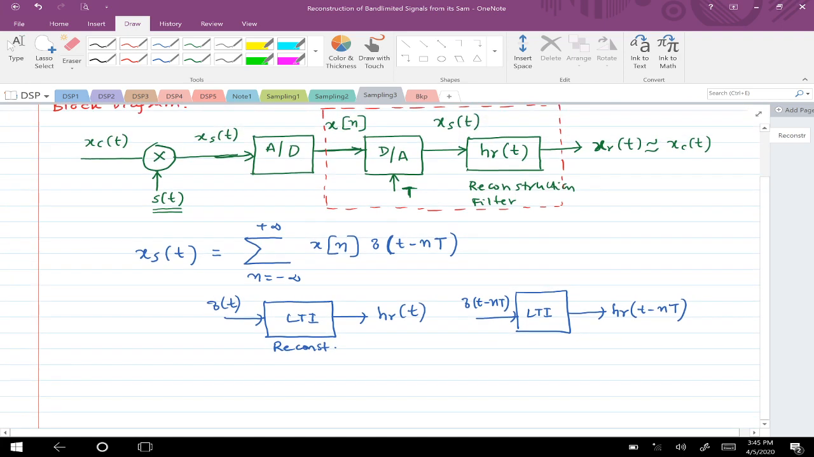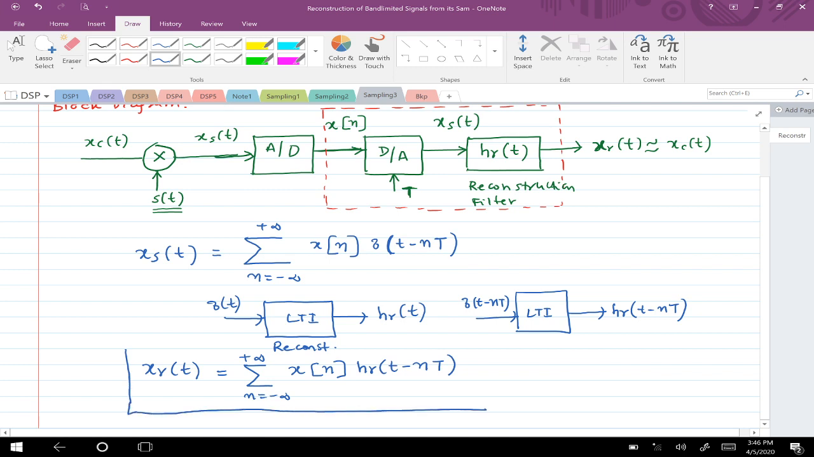Now keeping this in mind, take a look at the value of xs of t. It has a summation of shifted impulses, each one scaled by the value of x of n. So you are now in a position to say what the reconstructed signal xr of t would be. Obviously, for delta of t minus nT, you will have hr of t minus nT. So this is equivalent to the summation over n varying from minus infinity to plus infinity of x of n into hr of t minus nT. Another important relationship. That's xr of t in terms of x of n.